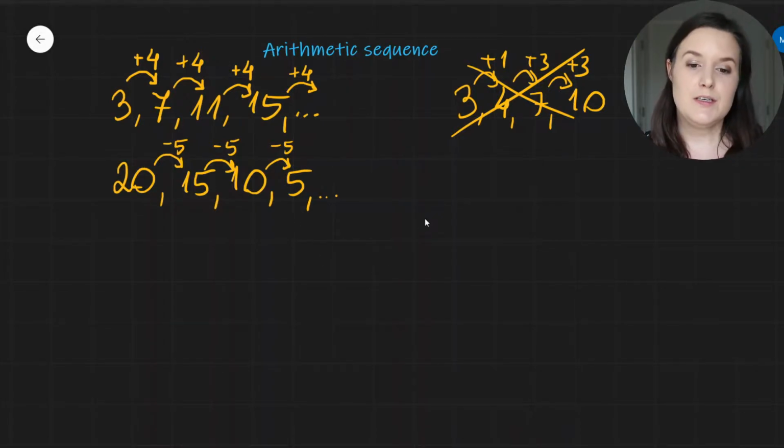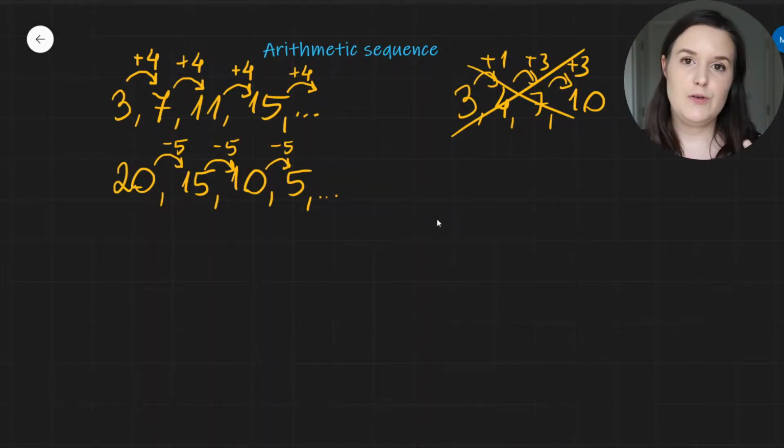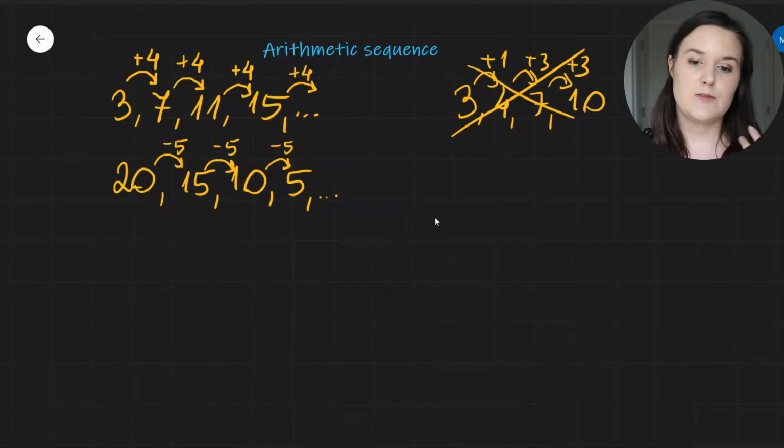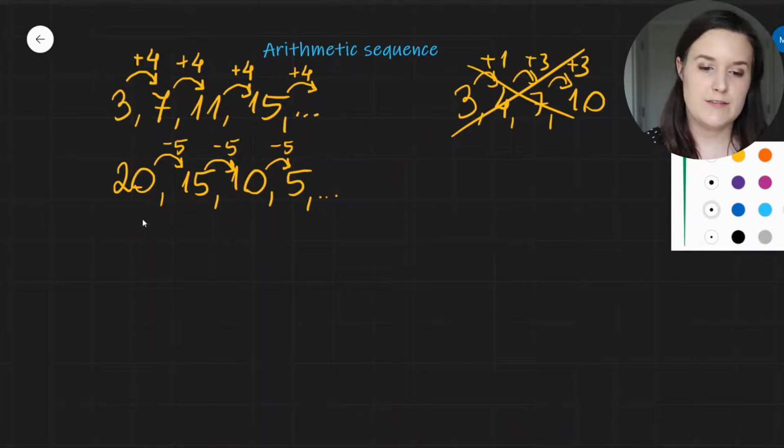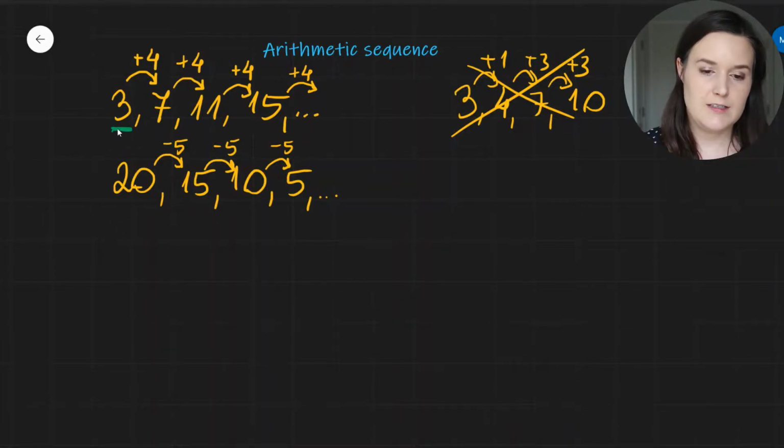Okay, and now if you deal with an arithmetic sequence, there are two components which define it. First of all, I have to know what term I start with. So what is the first term? For example, in here, the first term is 3. I will denote it as U1. And here, the first term is 20.